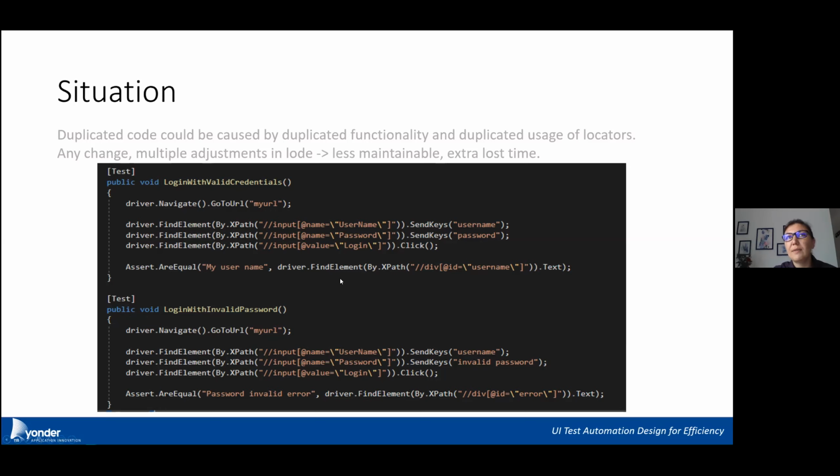In this case, if some locator changes for some element, so this one is the first element for the username, if this one is going to change in time, then we need to change it in all the places where it is. And if we have like 100 tests which use login, then we need to do this 1,000 times. 100 times, sorry. So that's a lot of maintenance.